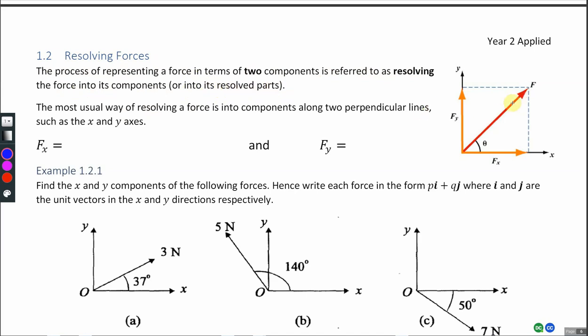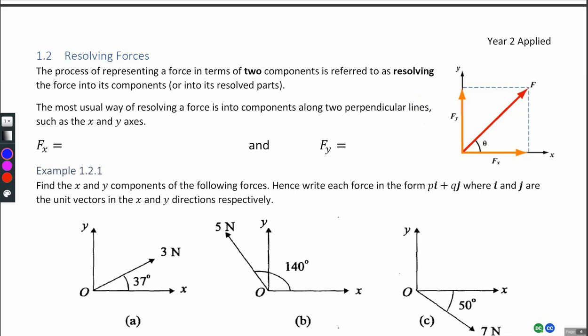So generally we take a single force and we're going to resolve it into two components, one which is horizontal and one which is vertical. The most usual way of resolving a force is into components along two perpendicular lines, such as the x and y axes. In a lot of cases it will be horizontal and vertical. Later you'll see some examples where we're working with a slope or an inclined plane, and then we go parallel to the plane and perpendicular to the plane, but that's coming up later.